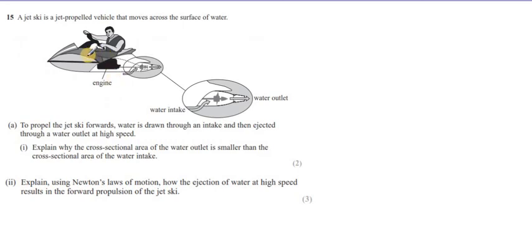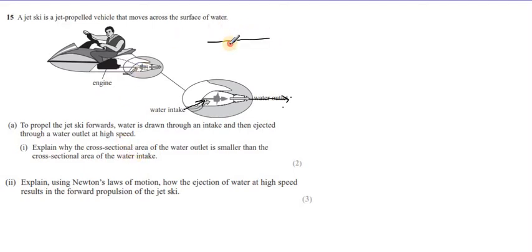Question number 15 says, a jet ski is a jet-propelled vehicle that moves across the surface of the water. To propel the jet ski forward, water is drawn through an intake and then ejected through the water outlet at high speed. This is the water intake, and from this water comes out. Explain why the cross-sectional area of the water outlet is smaller than the cross-sectional area of the water intake.